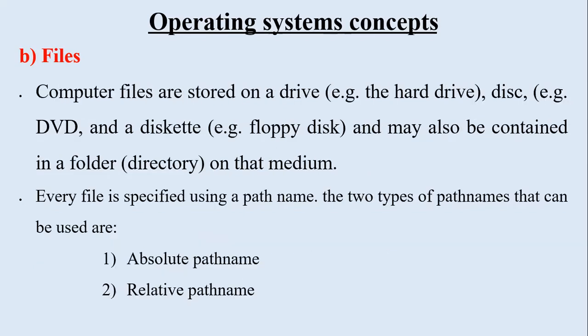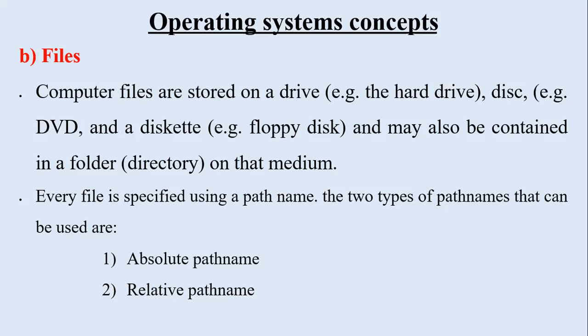So computer files, once you have created your file, you have written in it a set of instructions that you would like the computer to run, or you have stored in it something, you store it on a certain drive. It can be a hard disk, it can be a disk, like a DVD, a CD, or a diskette, and any other, and it may also be contained in a folder, or a directory, or a storage medium. So every file is specified.